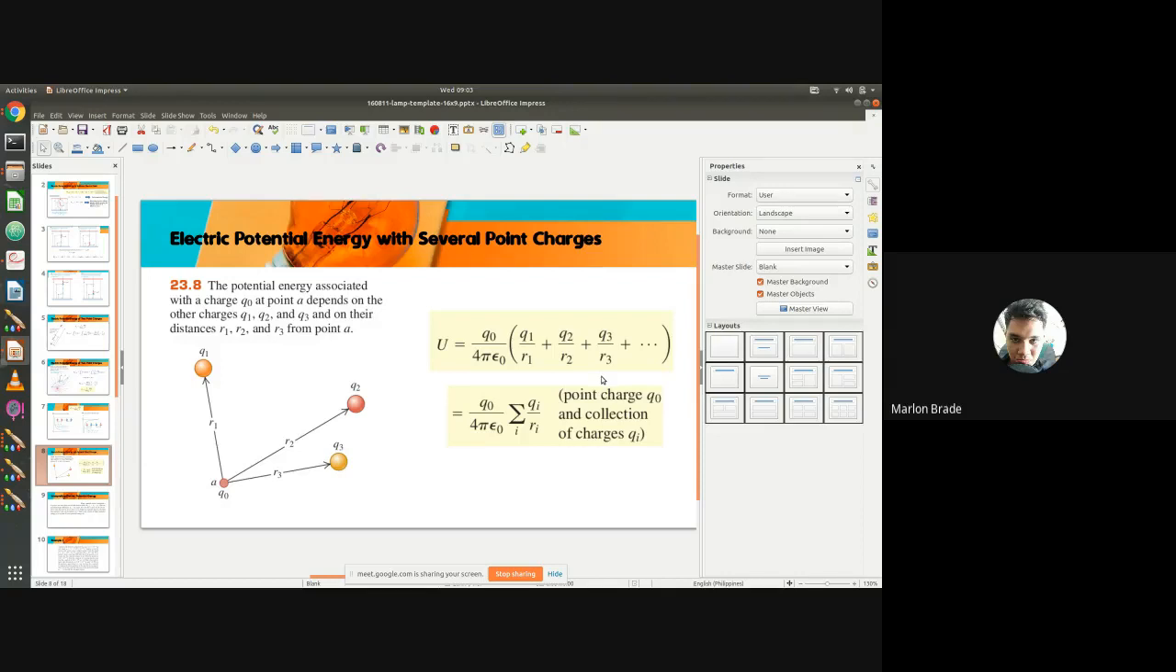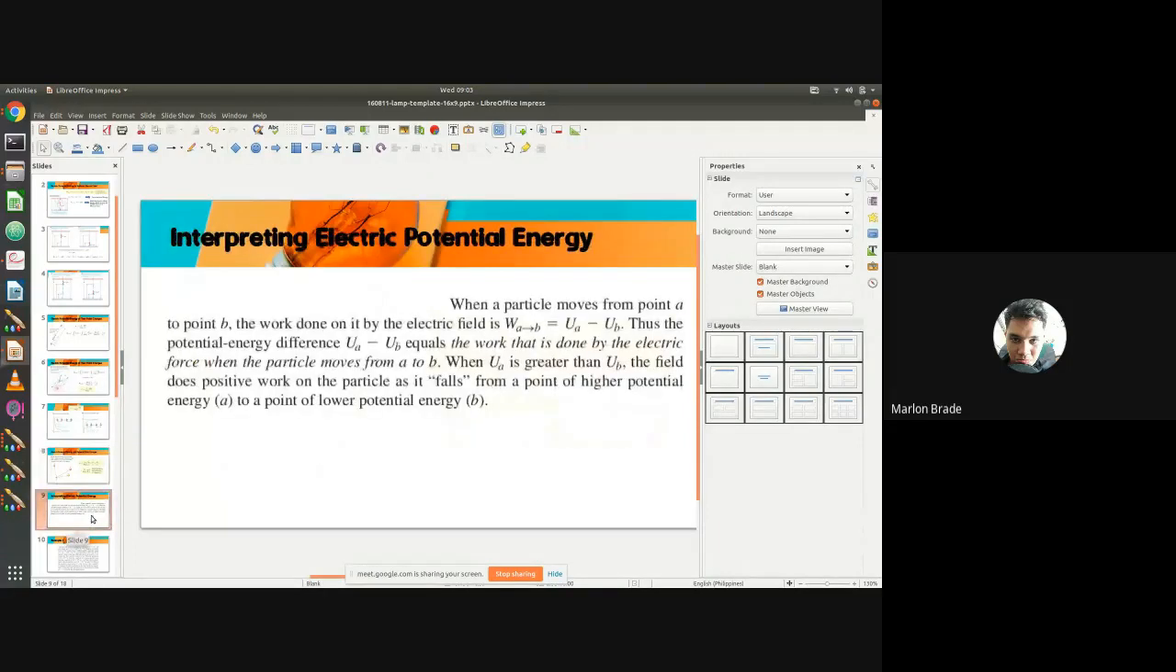So the total potential energy is imurang isam tanan. Isam ra nimo tanan ang potential energy sa matag source charge. Okay, so compactly you can write this as Q naught over 4 pi epsilon naught summation of Q sub i over R sub i, with index i. So point charge Q naught and the collection of charges Q sub i. Okay, I think humana ko ani.